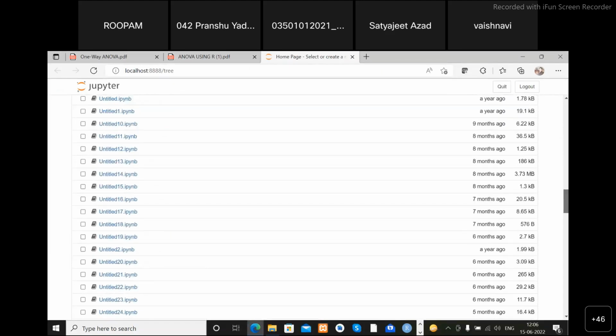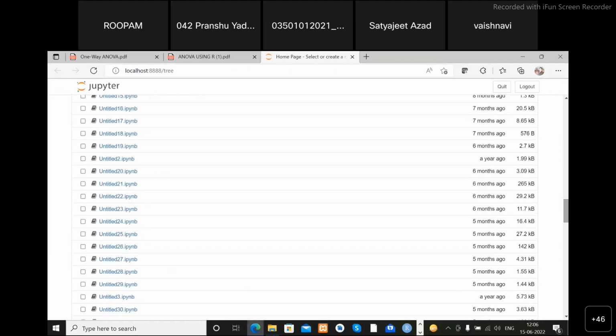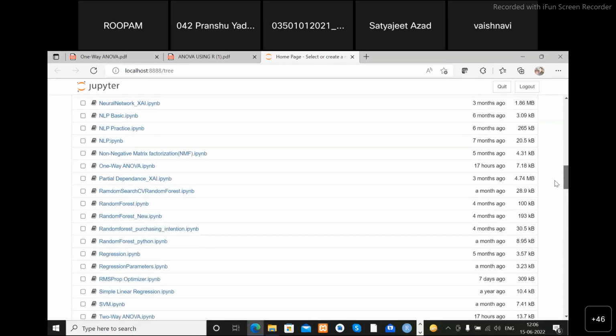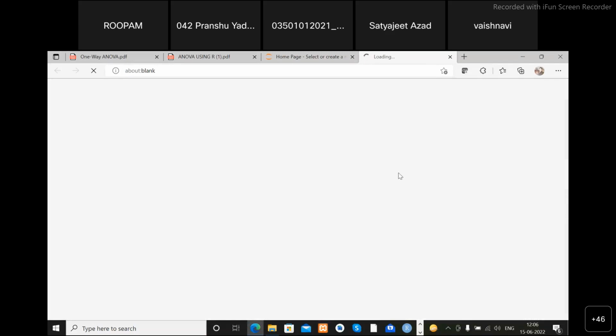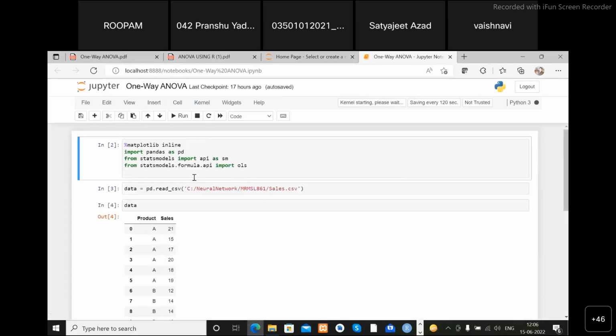So, one-way ANOVA. One-way ANOVA, the data set you all have seen. So in one-way ANOVA in Python, we use %matplotlib inline, import pandas as pd. These are the libraries, I think you know them. From statsmodels import api as sm, and OLS is ordinary least squares.